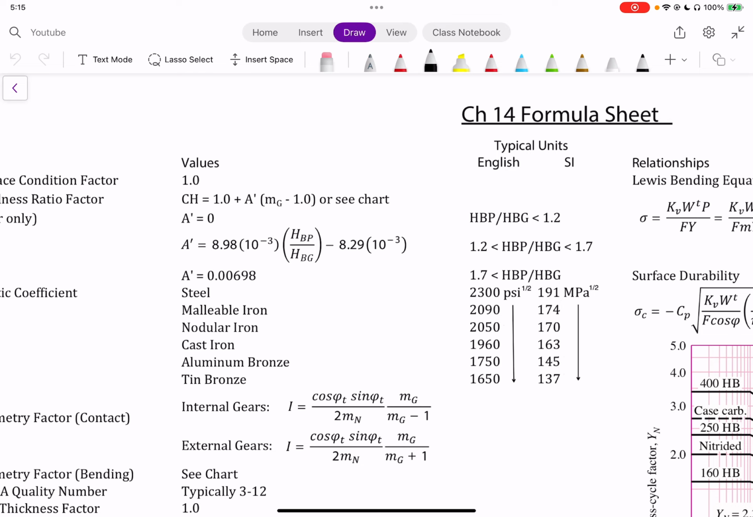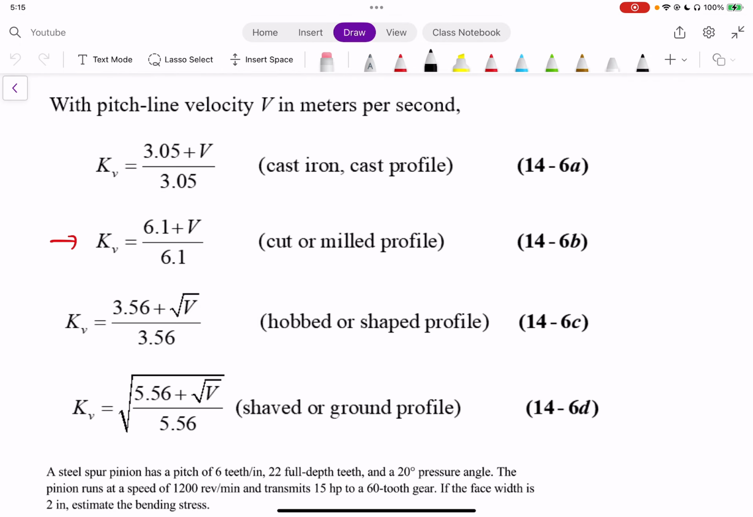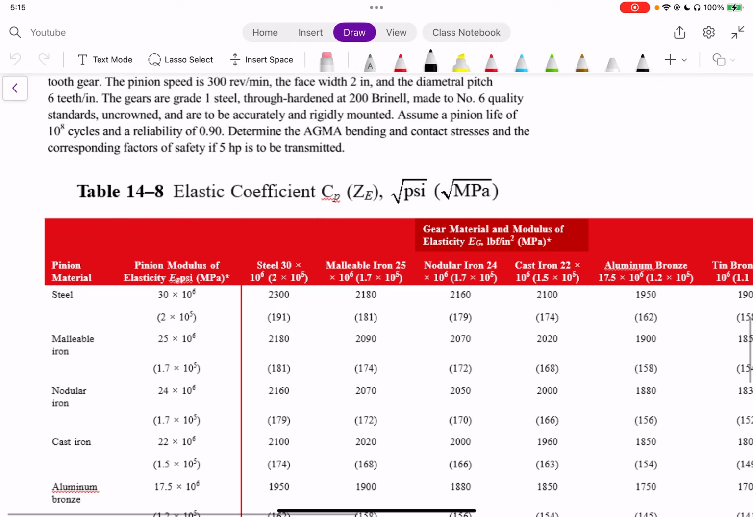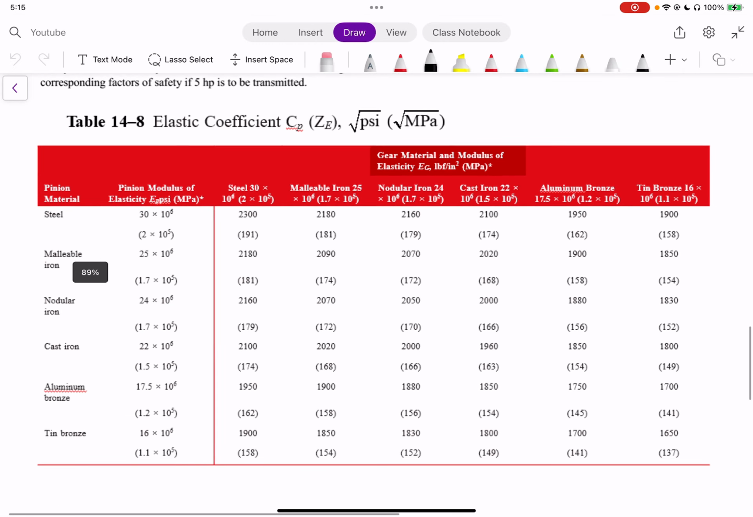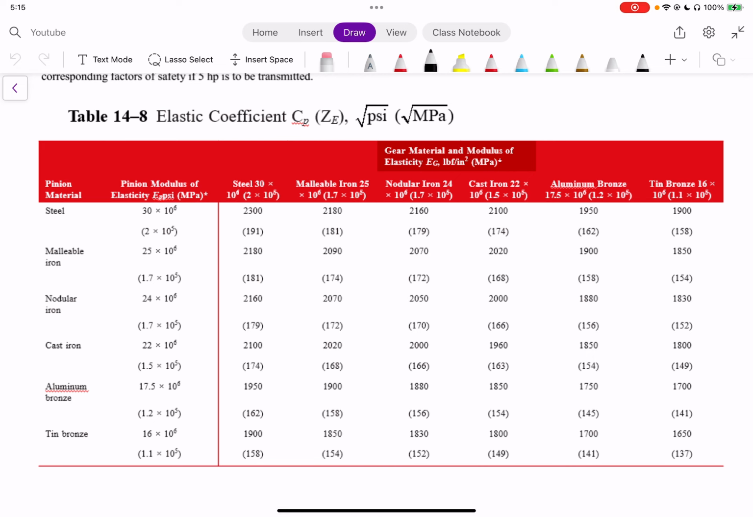So in addition to the formula sheet, if you go to the bottom of your handout for this module, I've included table 14.8 from the mechanical design book that is based on this course. You can find here whenever you have two systems together. So you can see that this matrix would have steel, and then malleable iron together with malleable iron, and then nodular iron with nodular iron. As you go down, you can start making mixes of materials.